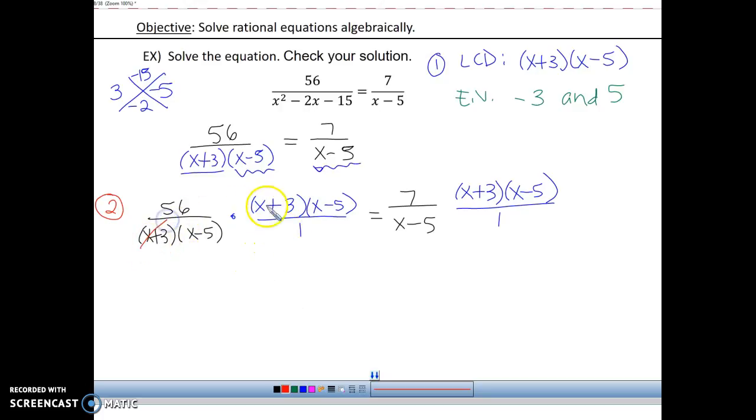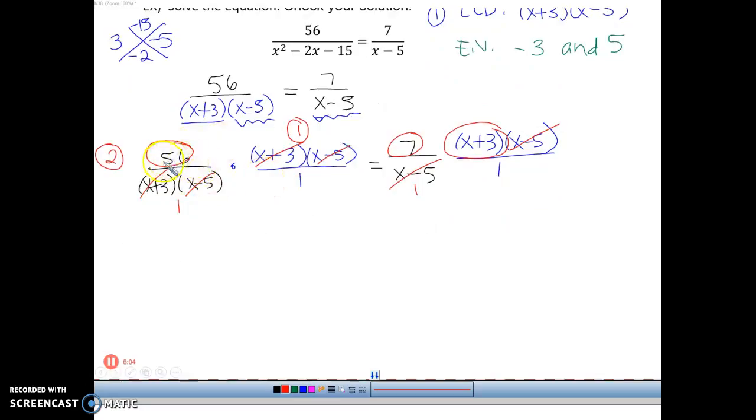So x plus 3 cancels with x plus 3. X minus 5 cancels with x minus 5. So over here I have a 1 left over, and these canceled, so you have a 1 left over. Then x minus 5 cancel. So I have 1 left over here, and then I have a x plus 3 left over here. I have my 56 and the 7 left over. So you want to multiply all your leftovers. So I have 56 times 1 is 56 is equal to 7 times x plus 3.